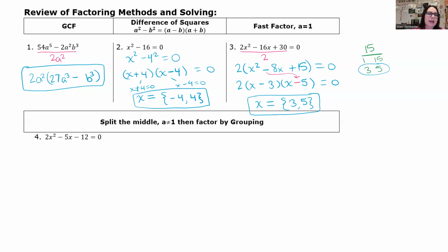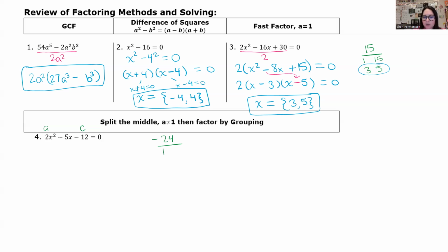So when that happens, we have to split the middle. When we split the middle, this is something we have to kind of remember. We have to multiply A times C. So 2 times negative 12 will give us negative 24. And we have to look at factors of negative 24. So at the moment, I'm going to ignore the negative, and I'm just going to find factors.